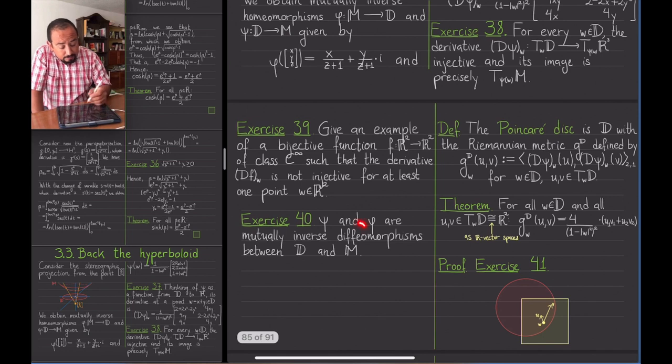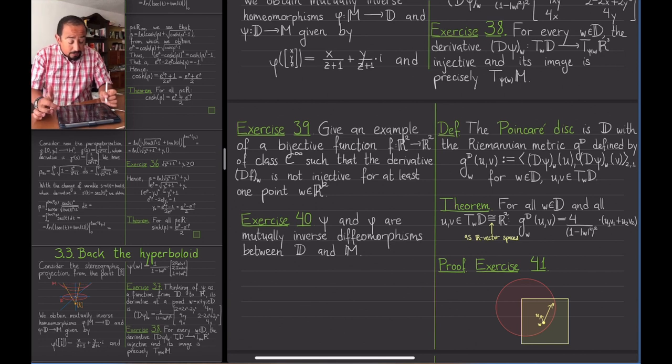Because these are diffeomorphisms, and because these already defined an inner product, a Riemannian metric for M, since the matrix of this inner product varied differentiably when moving the base point on M, this one indeed varies also differentiably when I vary the point W in D. So this is a definition.